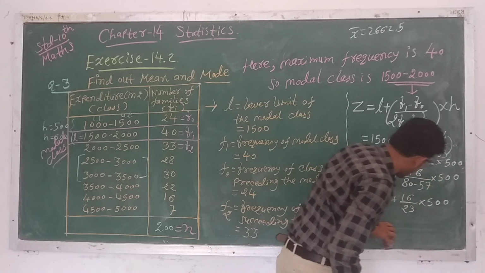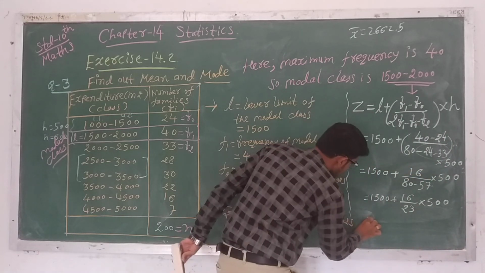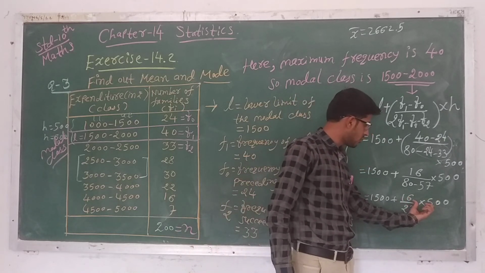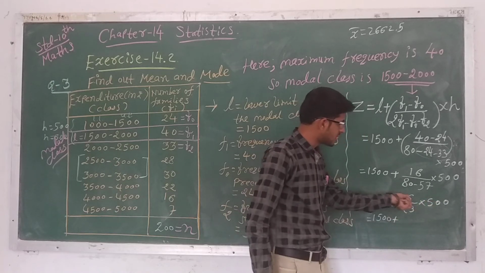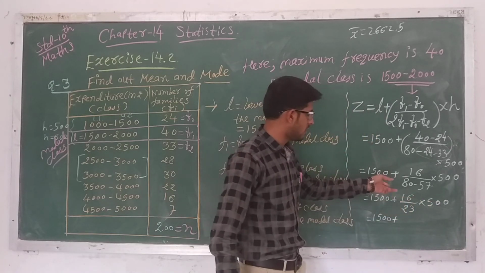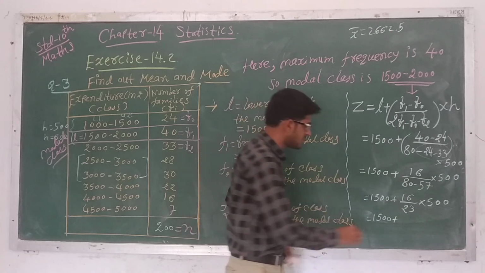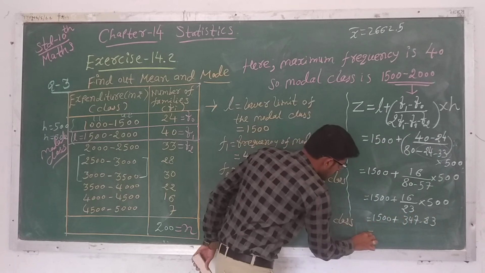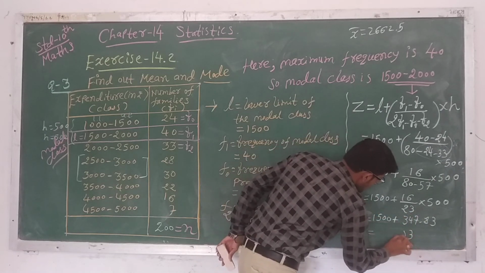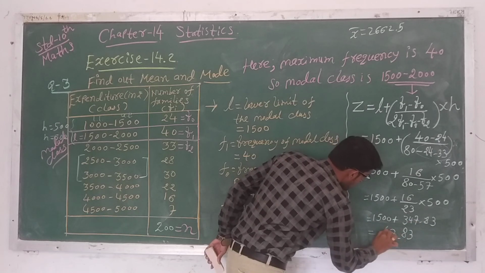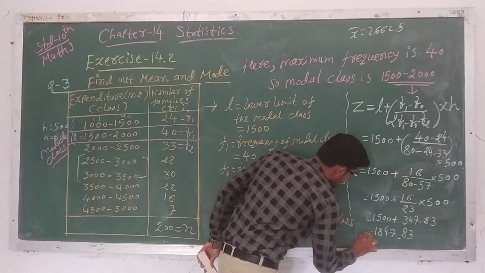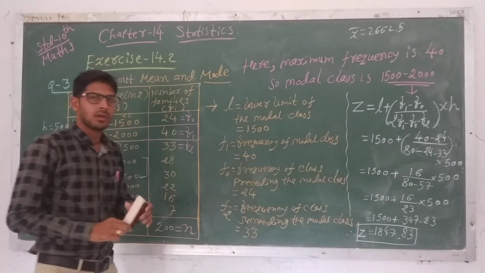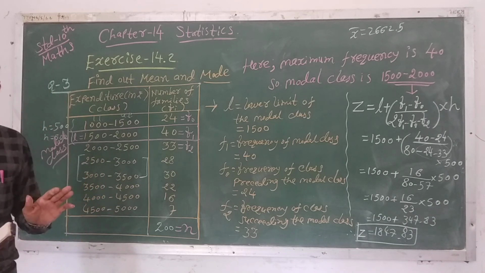Okay, now simplify the mode. So 1500 as it is, plus here we have to multiply by 500 because no terms are cancelled out. So 16 fives are 80, so 8000 divided by 23. The answer will be 347.83. Now we have to add it to 1500, so the mode Z is 1847.83. Is it clear? No doubt.